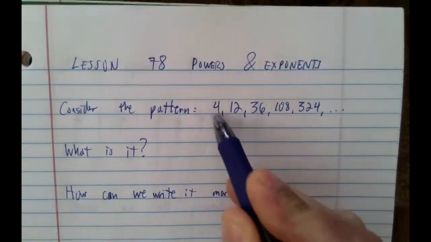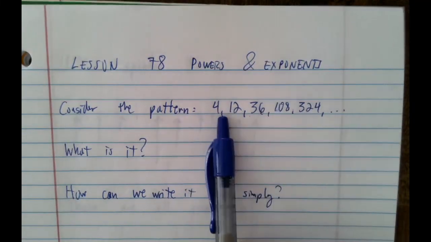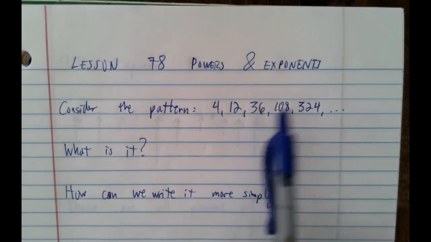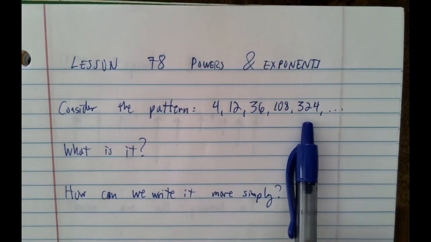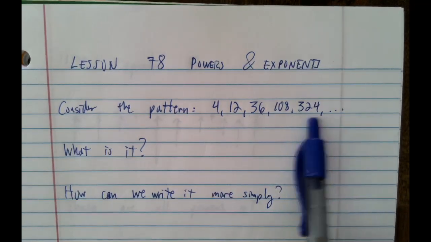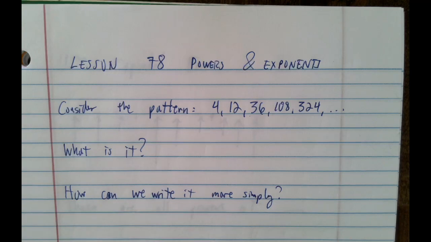So let's consider the pattern from a previous investigation: 4, 12, 36, 108, 324. And then I put the dot, dot, dot to show that that's going to continue on. What is the pattern? Pause it, try to figure that out.